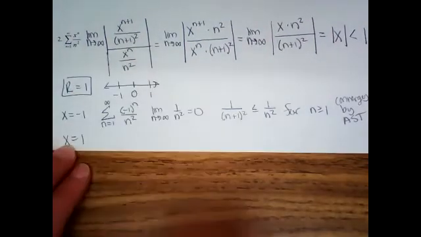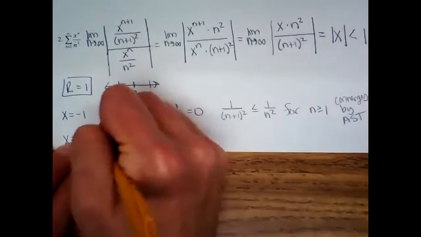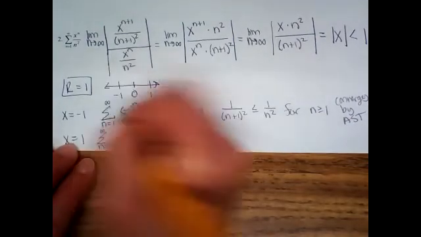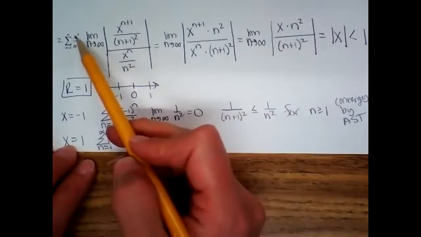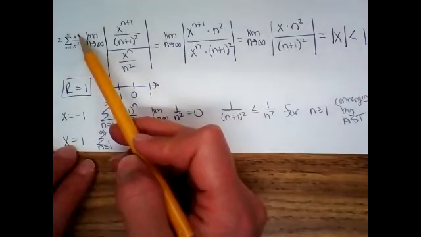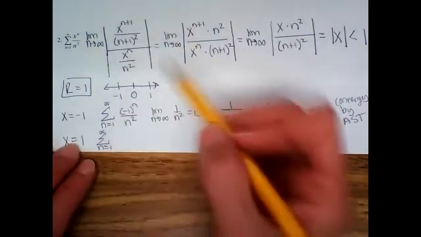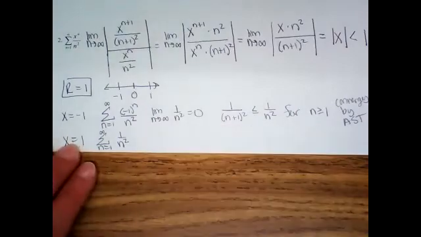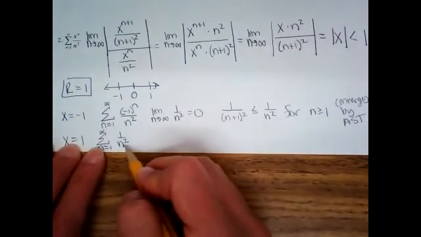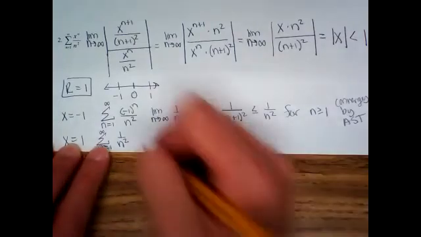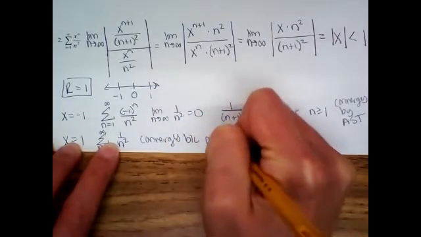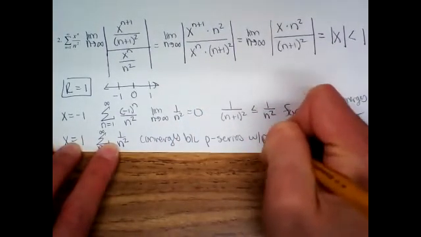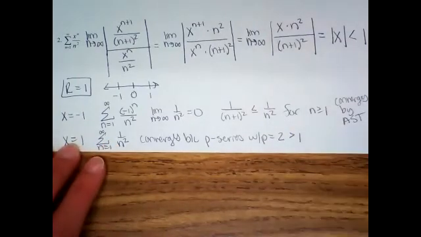All right, now we're going to try positive one. So you're going to look back at the original problem and plug in positive 1 for x. Now, if you do that, you get 1 to the n, which would just be 1. So it's 1 over n squared. Again, good, p-series. Does it converge or diverge based on being a p-series? Converges, because p-series with p equals 2, which is greater than 1.